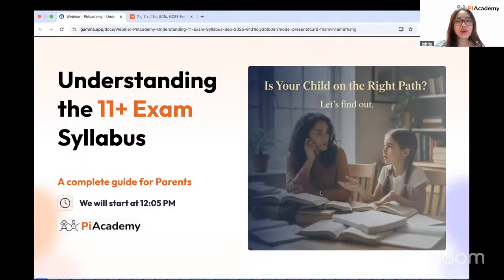So in today's webinar, what we will be uncovering is understanding the full 11 plus exam syllabus. We've had many parents ask us, well, what is the 11 plus exam? What are the key topics? What is involved in all the different core subjects and what is their syllabus like? So we thought we would make a complete guide for you guys. And in today's webinar, we will basically be unraveling the full 11 plus exam syllabus.